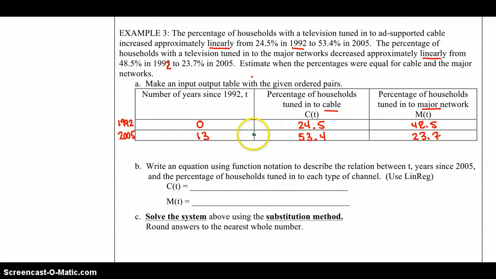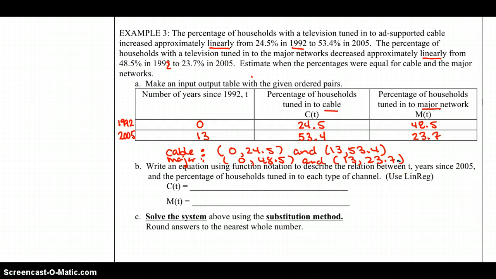For each of these we have 2 points. For cable, we had the points 0, 24.5 and 13, 53.4. And similarly for the major networks, we had the points 0, 48.5, and 13, 23.7. Again, there's only one line through 2 given points, so we're just going to use the linear regression feature on the calculator to get those.